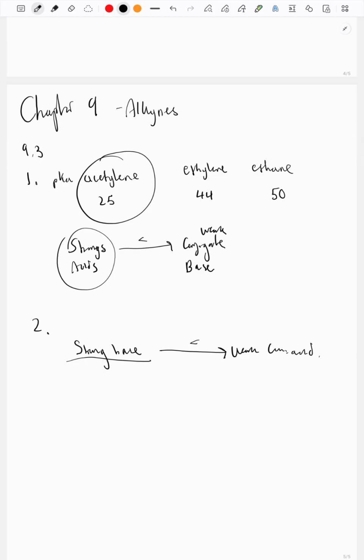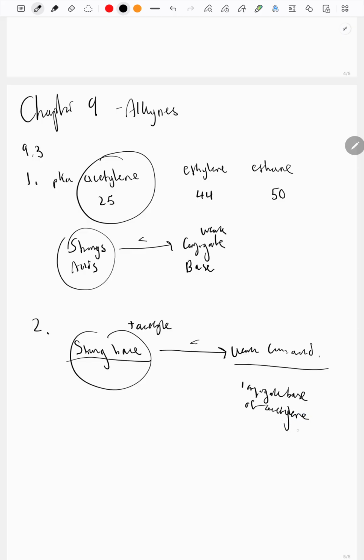So if we react a strong base with acetylene, we will get the favored side with the weak conjugate acid, and so the conjugate base of acetylene, which is what we want, because that looks like this and has a negative charge. That's what we can use to react later. That's why it's important.